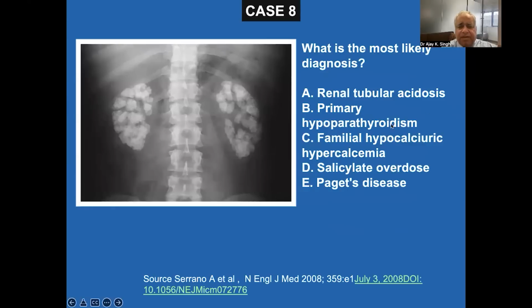Now, this patient doesn't have primary hypoparathyroidism. That results in hypocalcemia. Familial hypocalciuric hypercalcemia, by its very essence, is going to have very low amounts of calcium in the urine, although the patient is hypercalcemic. Paget's disease and salicylate overdose can be associated with metabolic abnormalities, but they're not going to be associated with this chronic hypercalcemia and hypercalciuria that's going to result in what is seen here, which is nephrocalcinosis.